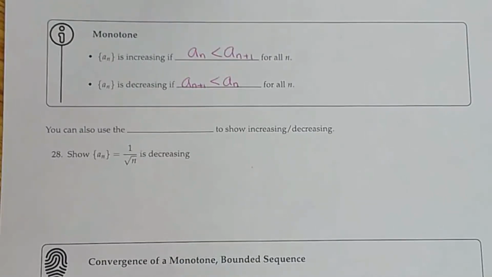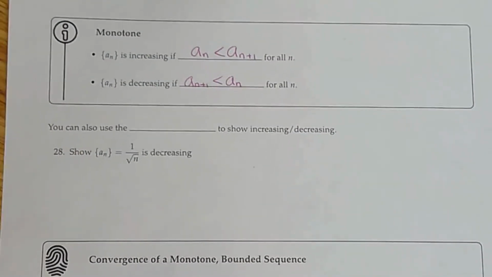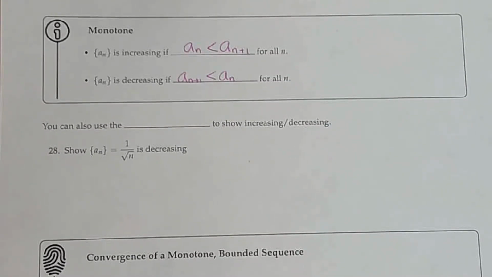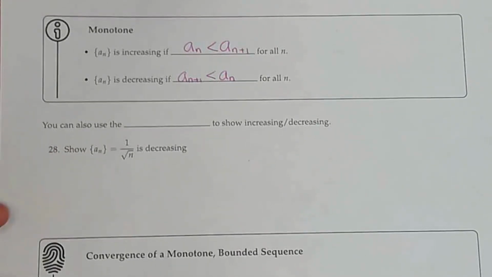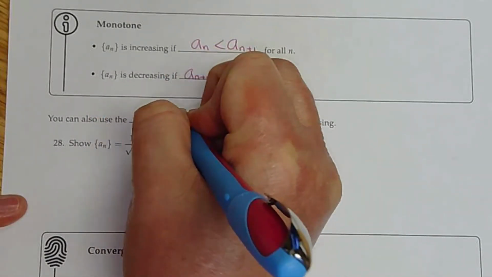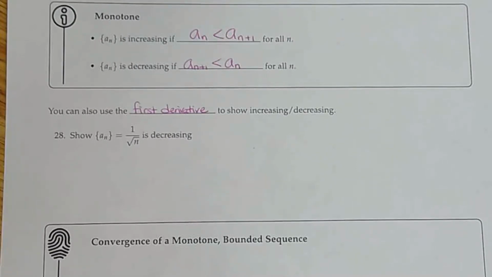This is something that you're going to see come up again in the alternating series test that we're going to study a little bit later in this chapter. So this is something you want to tuck away in the back of your mind so you don't forget how to do this. You can also use the first derivative to show that this is increasing or decreasing. That's something that you learned in Calc 1. So we'll go ahead and review that, but hopefully you remember that pretty well.